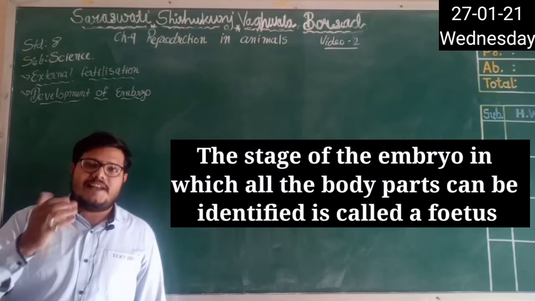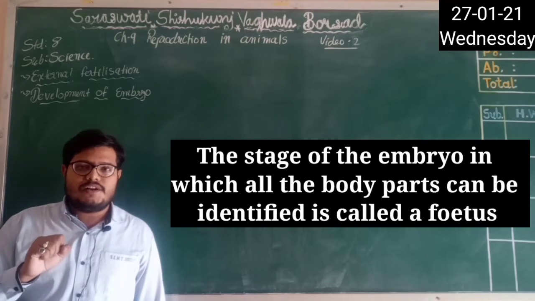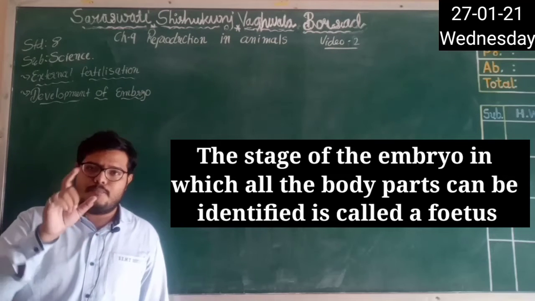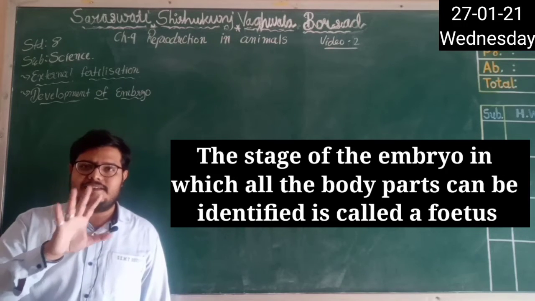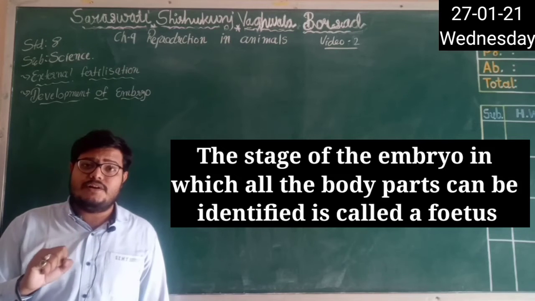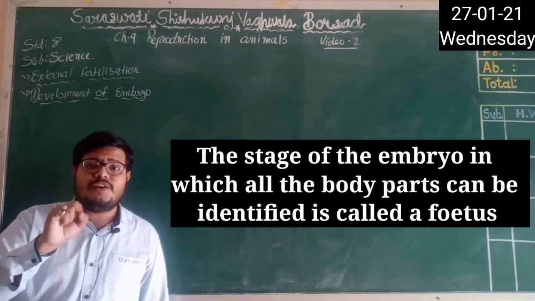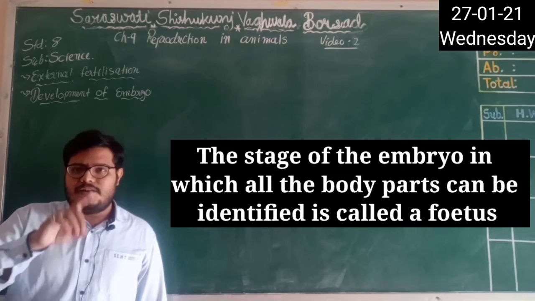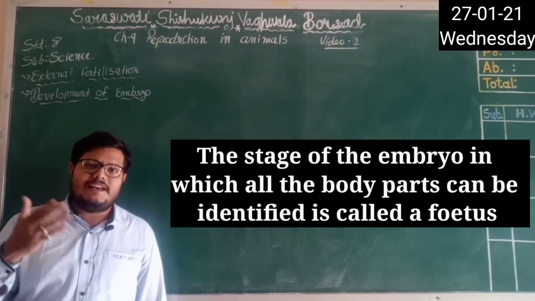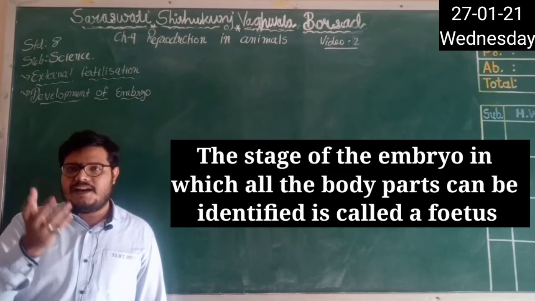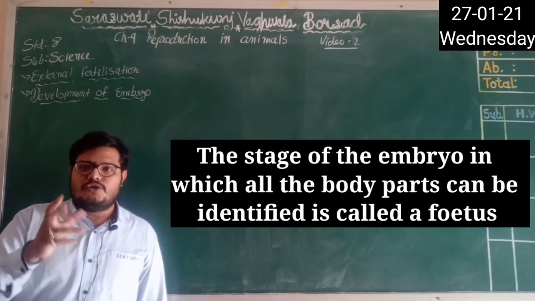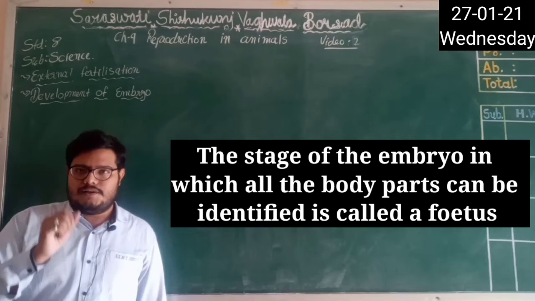Now the embryo's next stage is the foetus. What is this foetus? When you are able to identify body organs like hands, legs and other body parts of that particular young one which is present in the uterus of the female. We have many different technologies nowadays, so we can identify it in the female body. That is known as foetus.